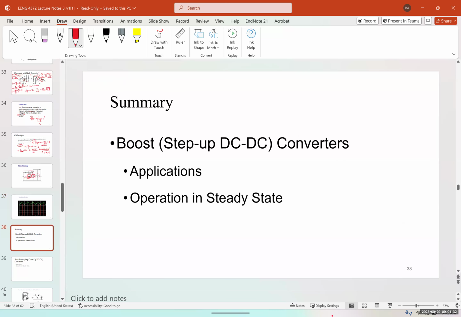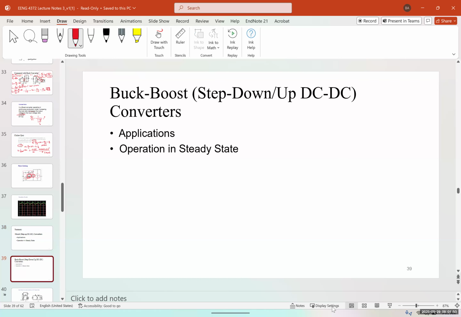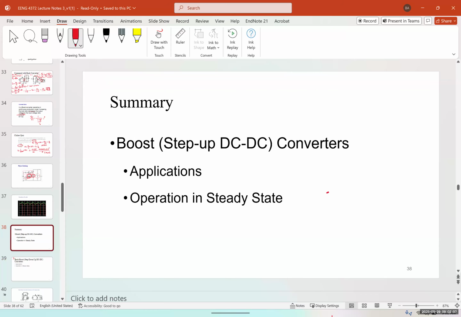Okay, so we covered the boost or step-up DC-DC converters, and the applications, and also the operation in steady state. The next type of converter that we will cover next week is the buck-boost converter. Our first exam is up to this point. The buck-boost converter is not in the exam. Anything up to this point is going to be for exam number 1. So exam number 1 would be at the end of slide number 38.